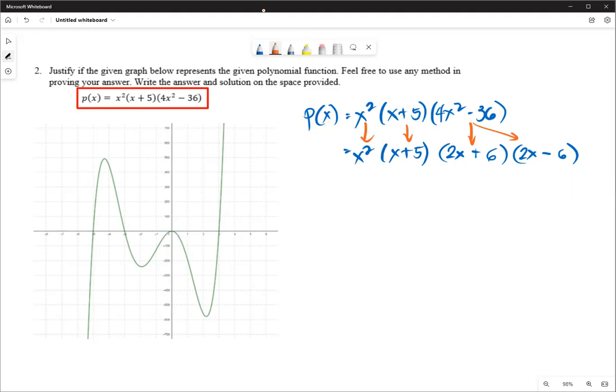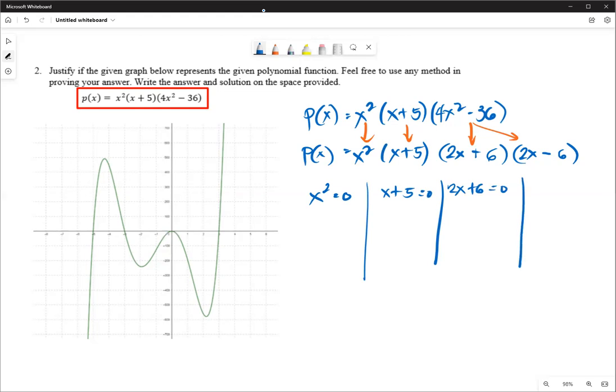And if we will be rewriting them into zeros, let's identify the values for x. So we have here x squared equated to 0. We also have x plus 5 equated to 0. We also have 2x plus 6 equated to 0. And lastly, 2x minus 6 equated to 0. Now, let's solve for the values of x.